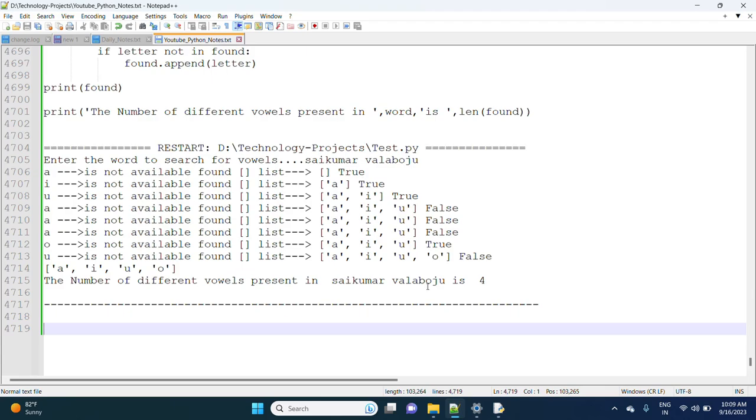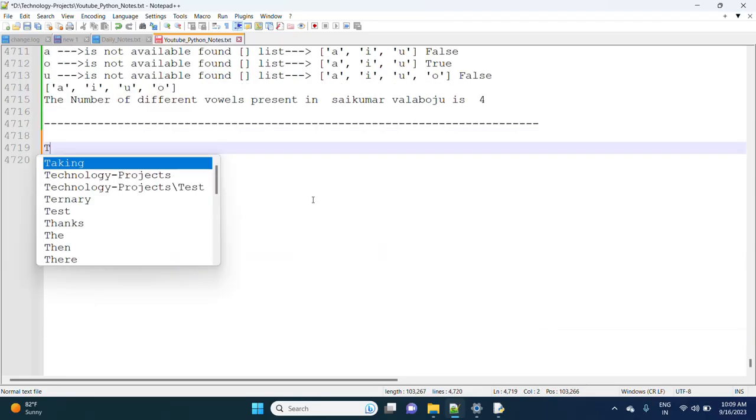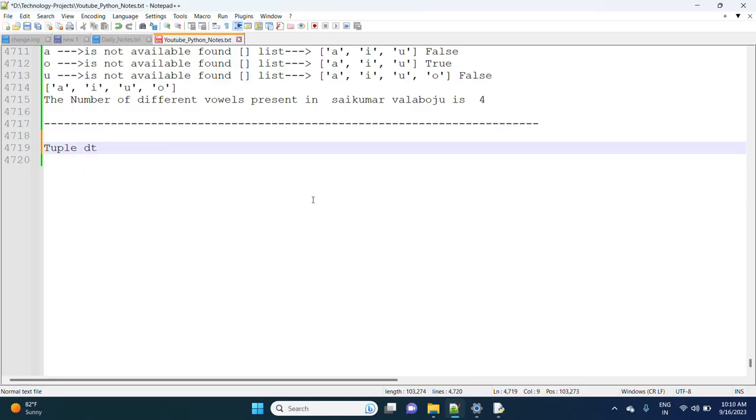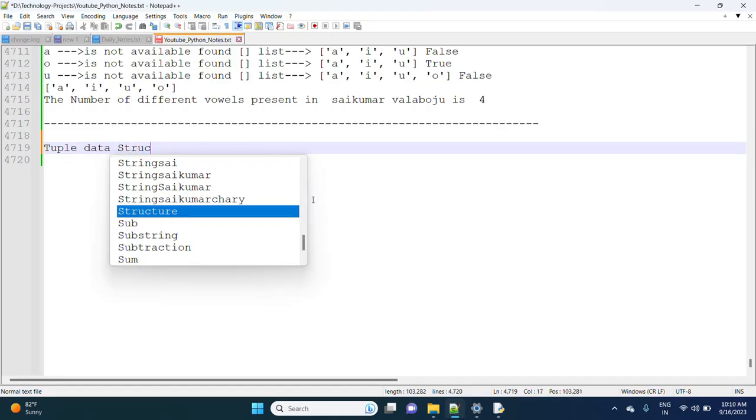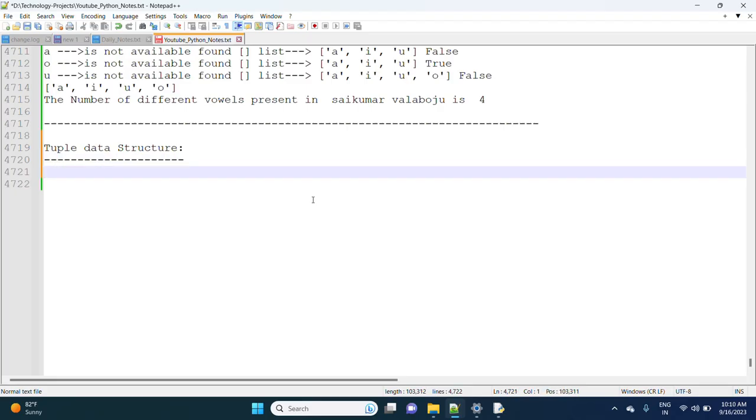So today we are going to discuss the tuple data structure. Tuple is exactly the same as list, but list is mutable whereas tuple is immutable.